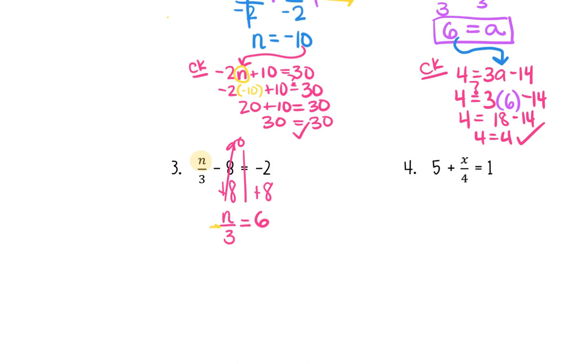Next thing, we have this division right here. To undo division, we are going to multiply. So if I multiply by 3 on one side, I'm going to multiply by 3 on the other side. n is going to equal 18.